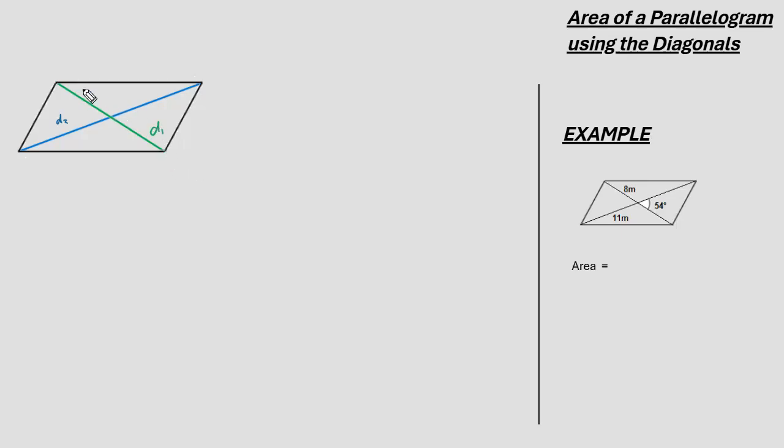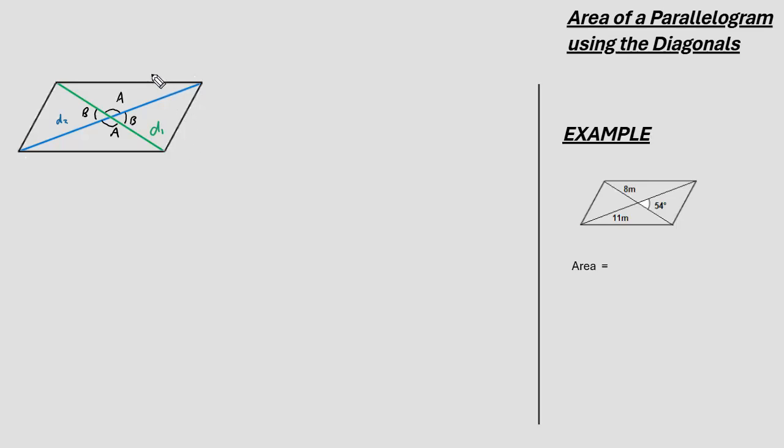And where these diagonals meet and cross each other, four angles are created, which are actually two equal pairs. This angle is the same size as that one, and this angle is the same size as that one.